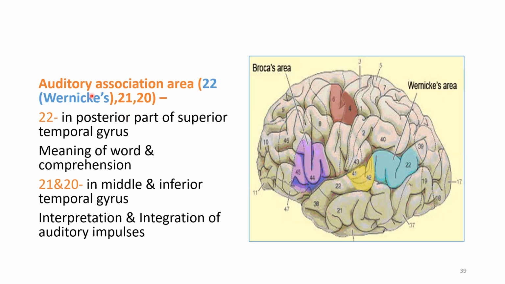Then coming to the auditory association area, that is area number 22 or Wernicke's area, and 21 and 20. So this 22 is present in the posterior part of the superior temporal gyrus. It will understand the meaning and comprehension of the word. Areas number 21 and 20 are present in the middle and inferior temporal gyrus. They are for interpretation and integration of the auditory impulses.